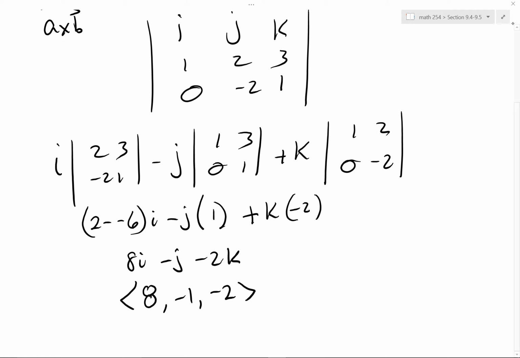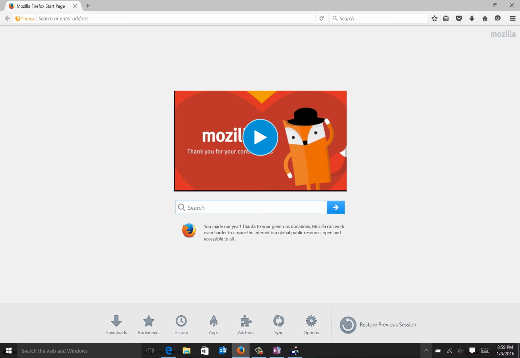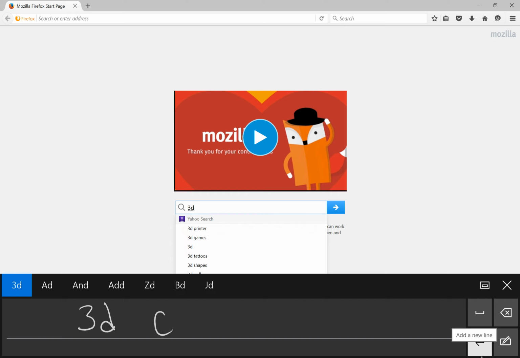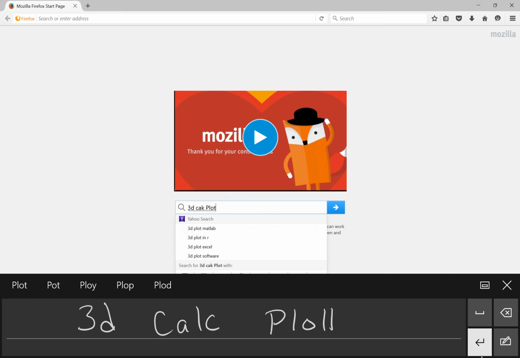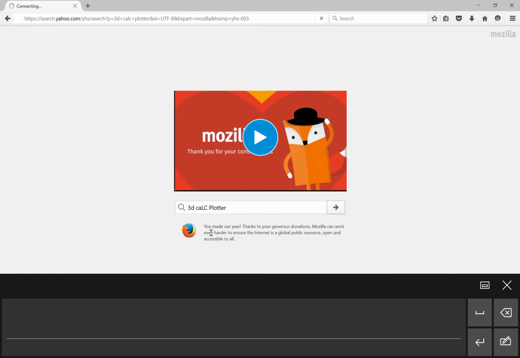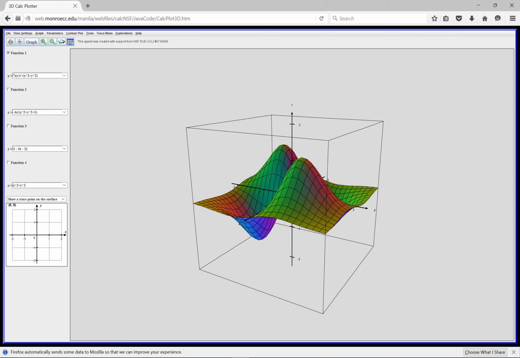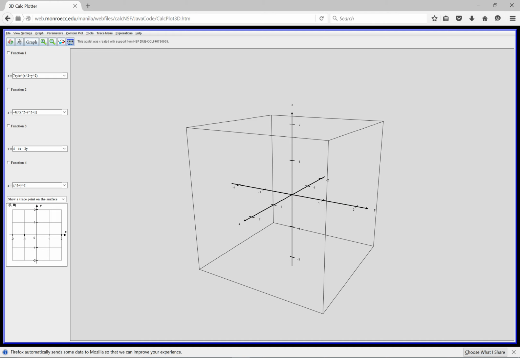Now, I was monkeying around with this Windows 10 business today because I am having the hardest time getting a 3D calc plotter to work on this. Oh, not cake plotter. L C space 3D calc plotter. Go. So it's this one right here. And it seems to work in Windows 10 just fine if I use Firefox. I don't know why. On my other laptop, I can only use it in Explorer, not Chrome. I don't really want to know either, so it's not that huge of a deal to me.